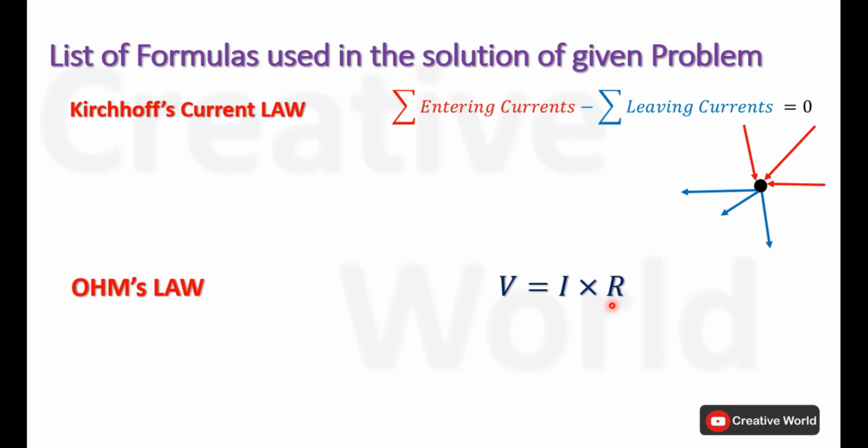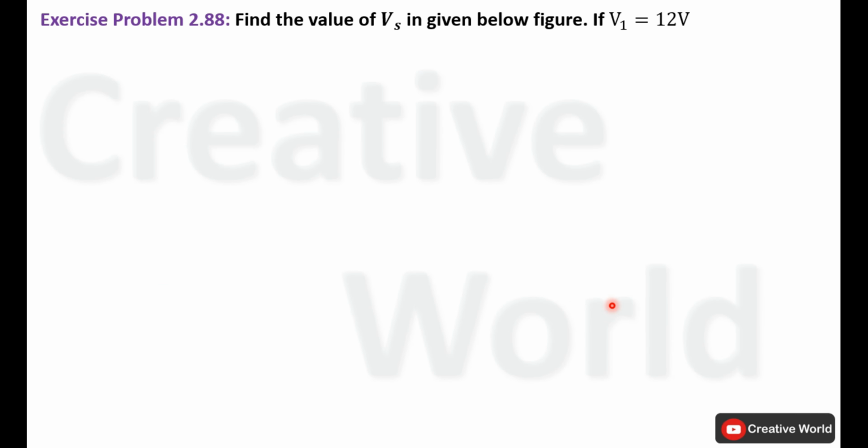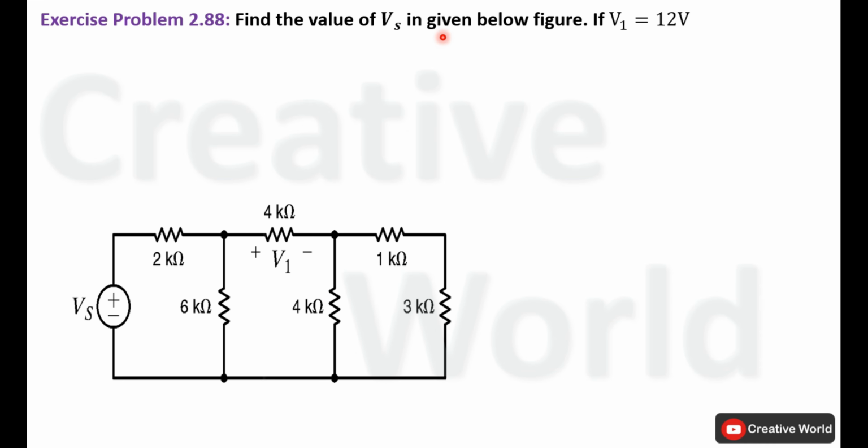Now move towards the problem. Exercise problem number 2.88. Find the value of voltage Vs in the given figure if voltage V1 is 12 volt. This is the circuit diagram of the given problem. Inside this network, we have to find the value of voltage Vs.